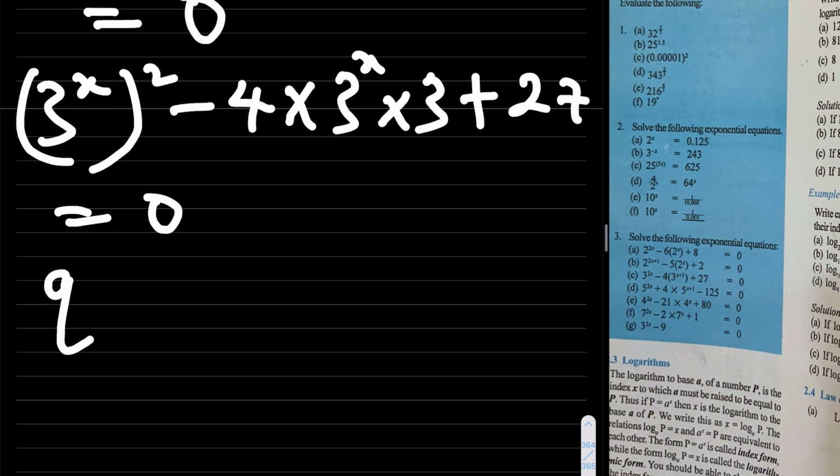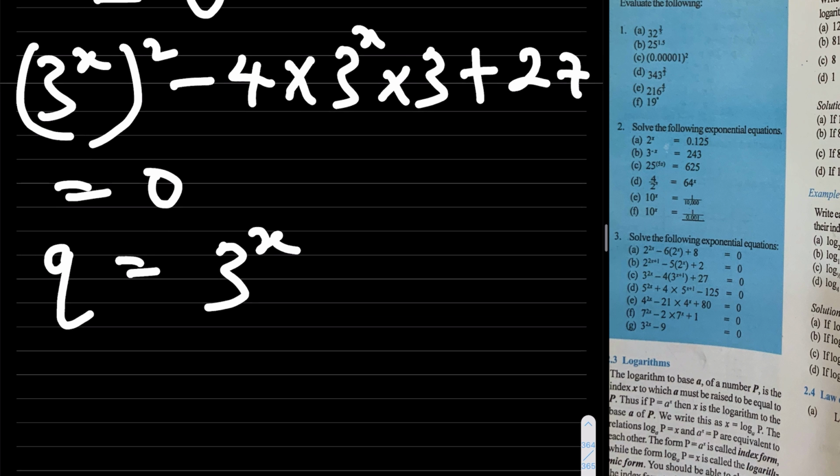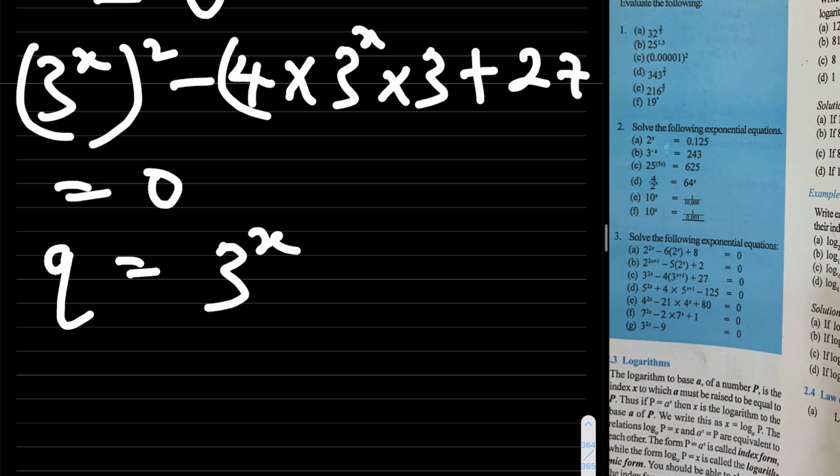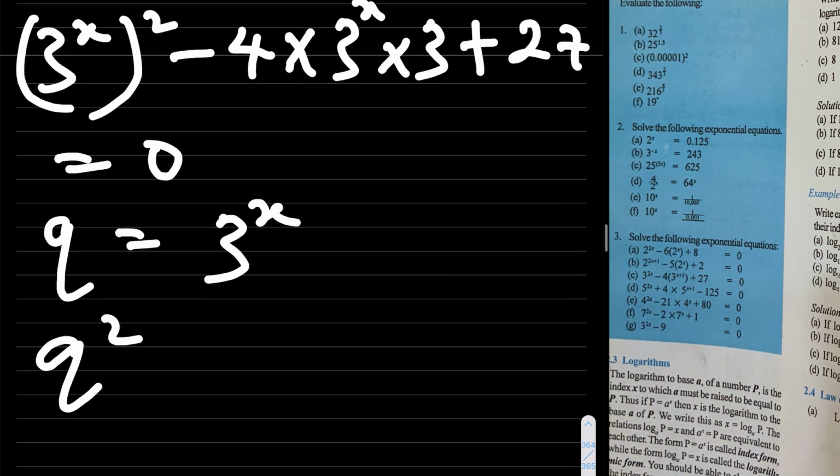So what do I now say? Let q be equal to 3 raised to power x. It's not 3x now, it is 3 raised to power x. It's different from 3x. So what do we now have? q raised to power 2, which means q squared. I don't need to put brackets.